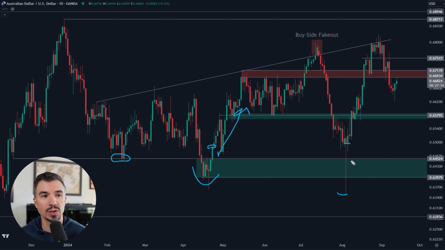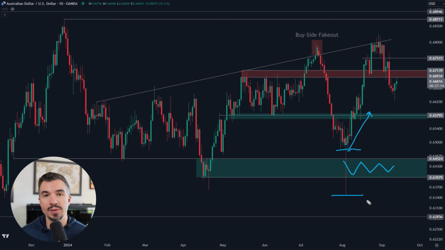Now I want to focus on this wick back here from early August because so far this has gone unfilled. In other words, look at what happened following the close here. Okay, this candle closed here. We got a very shallow retrace on the very next day, and then the market took off. So look at all of this wick down here that is completely untouched.